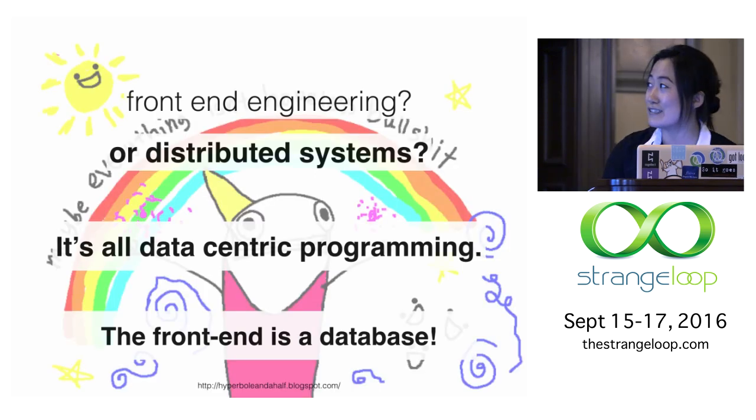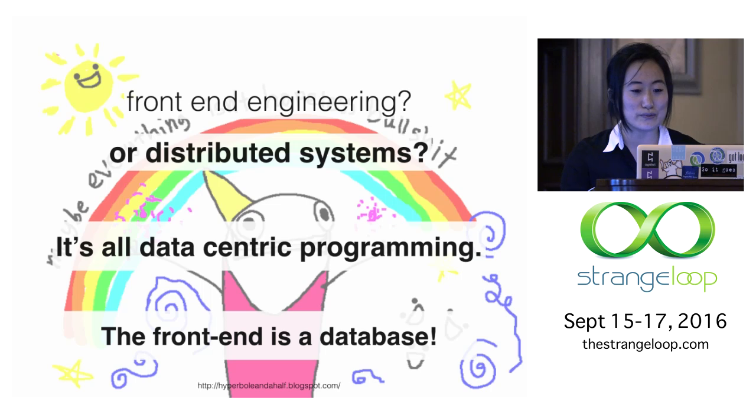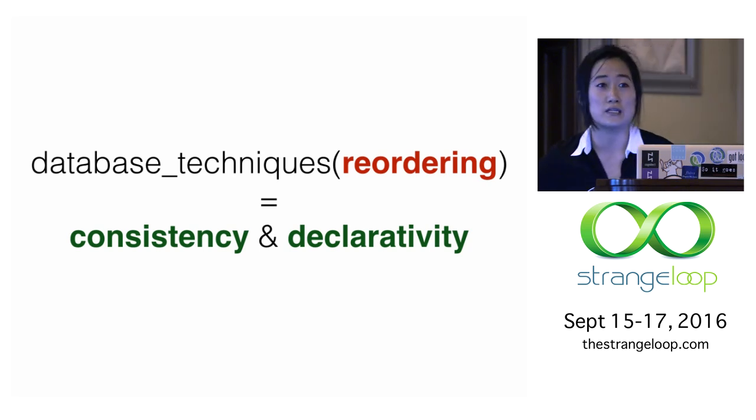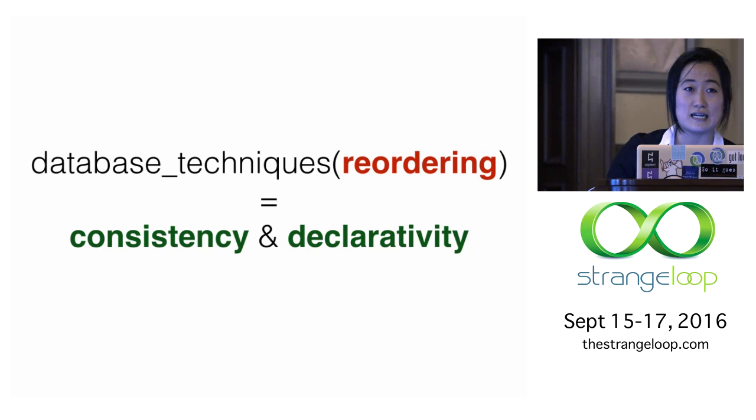And with this perspective, we can solve a lot of the issues we've seen previously. The reason is that database techniques have been dealing with reorderings for a very long time. And they can deal with reordering to bring consistency and do this declaratively. So let's take a look at how exactly it could help us.